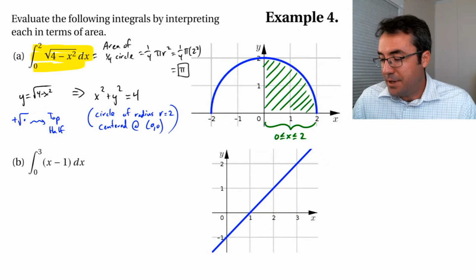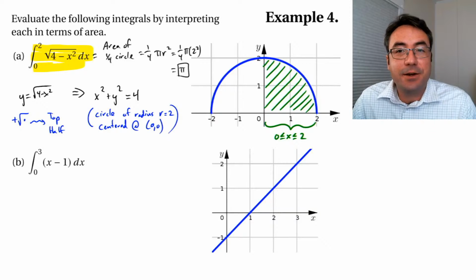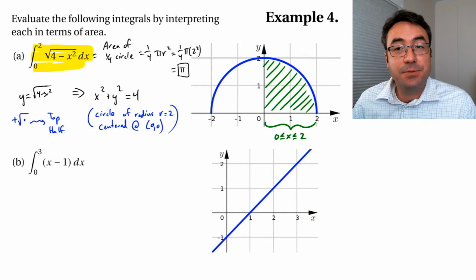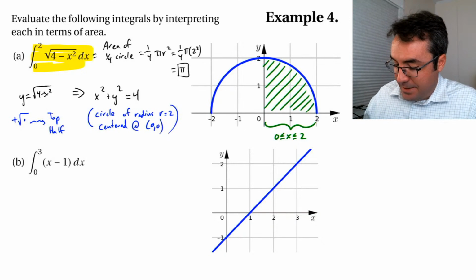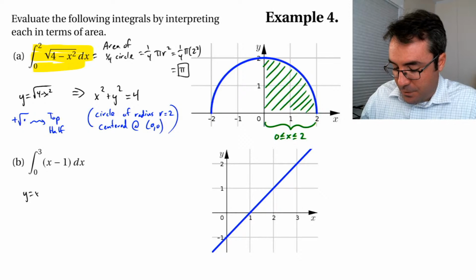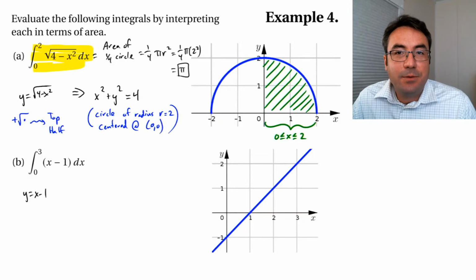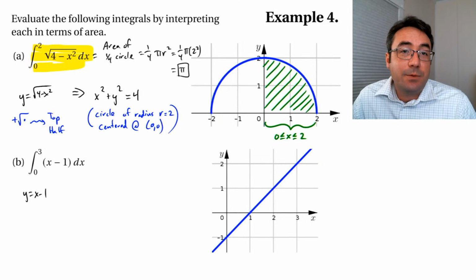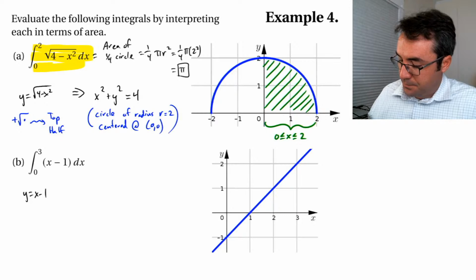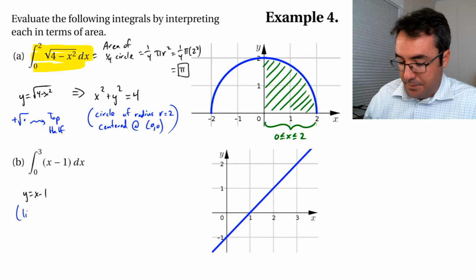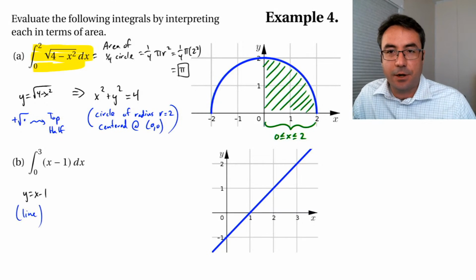All right, what about the next one? We're going to look at the integral from 0 to 3 of x minus 1. And if we're interested in the graph of our function, let's set it equal to y, so y equals x minus 1. We know what that is. That's a line, and that's what we see in our graph here.